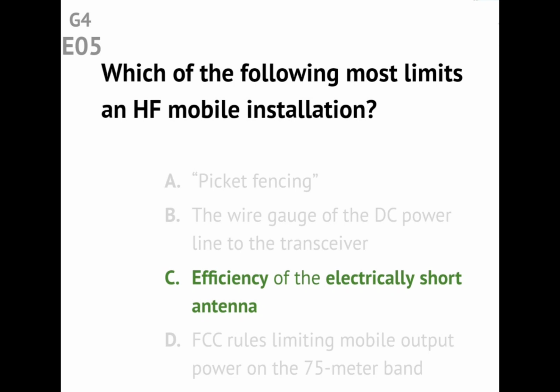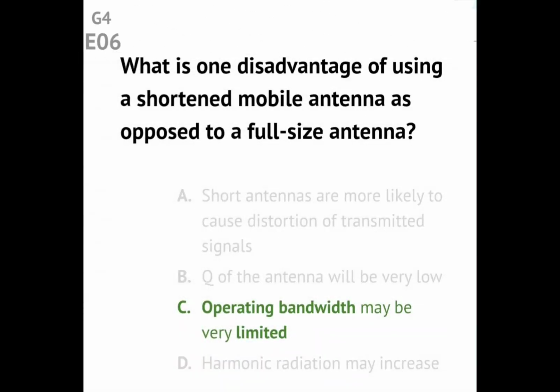Question G4E05. Which of the following most limits an HF mobile installation? Answer: efficiency of the electrically short antenna. Question G4E06. What is one disadvantage of using a shortened mobile antenna as opposed to a full-size antenna? Answer: operating bandwidth may be very limited.